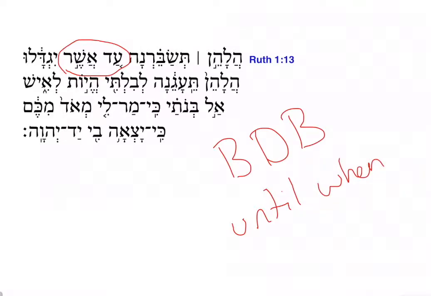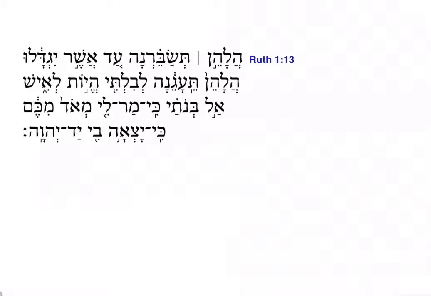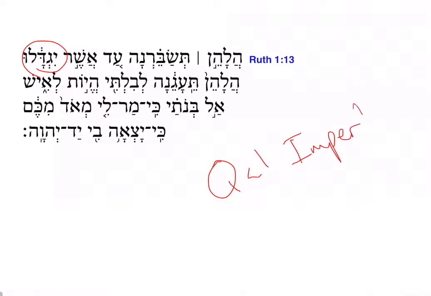And then we have yigdalu. In our verb here, yigdalu, we have a qal imperfect, and it's a third masculine plural of gadol, gimel daled lamed.